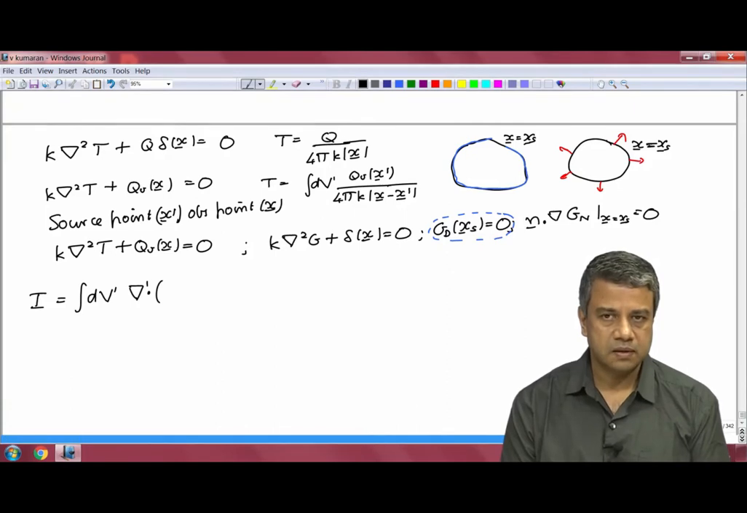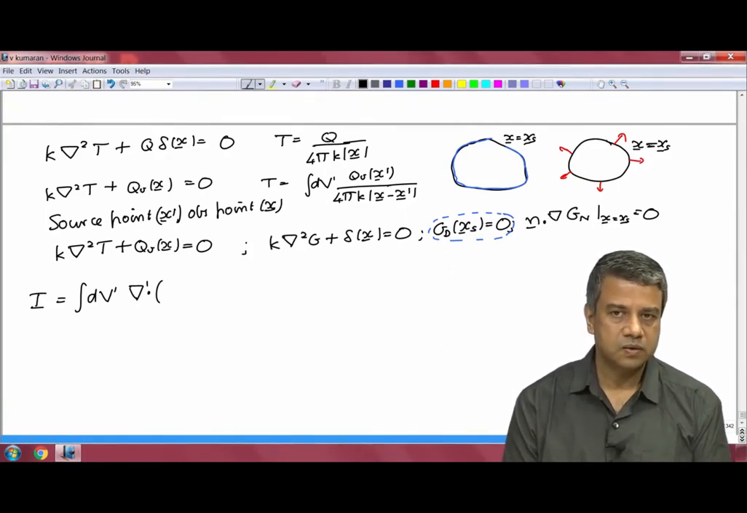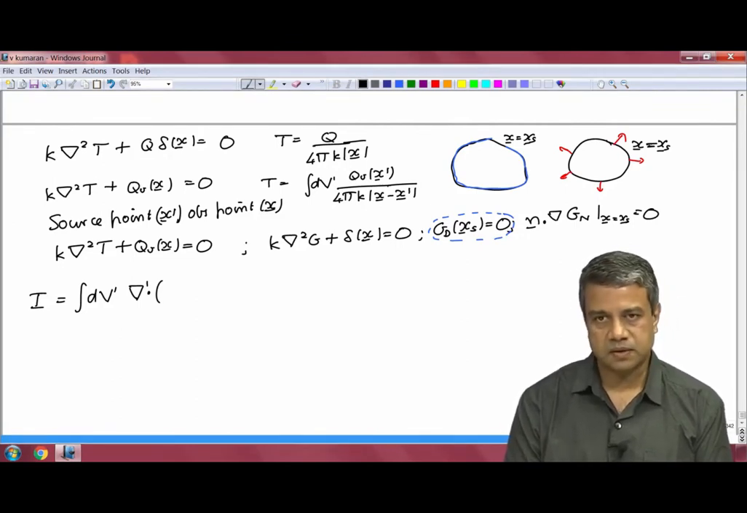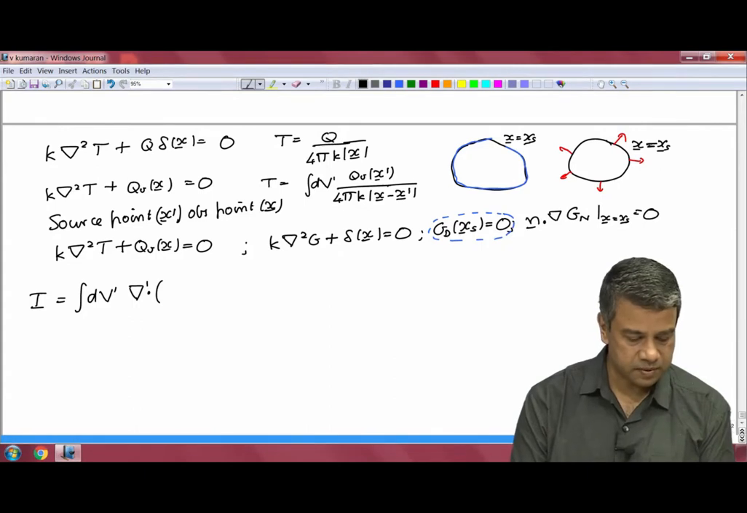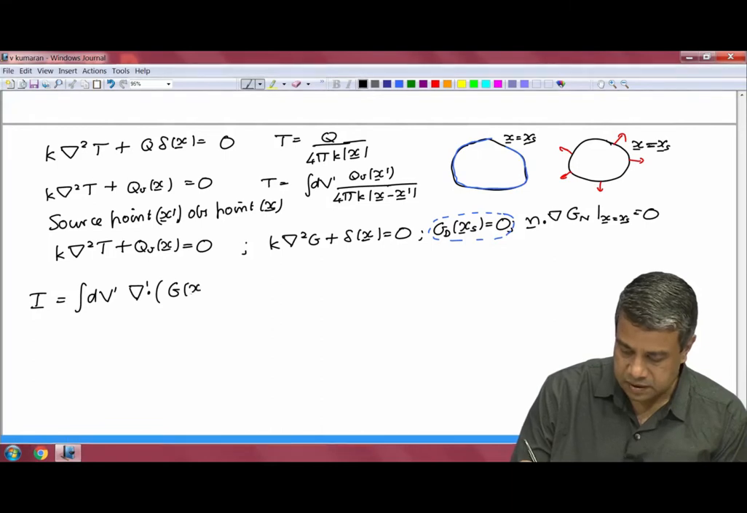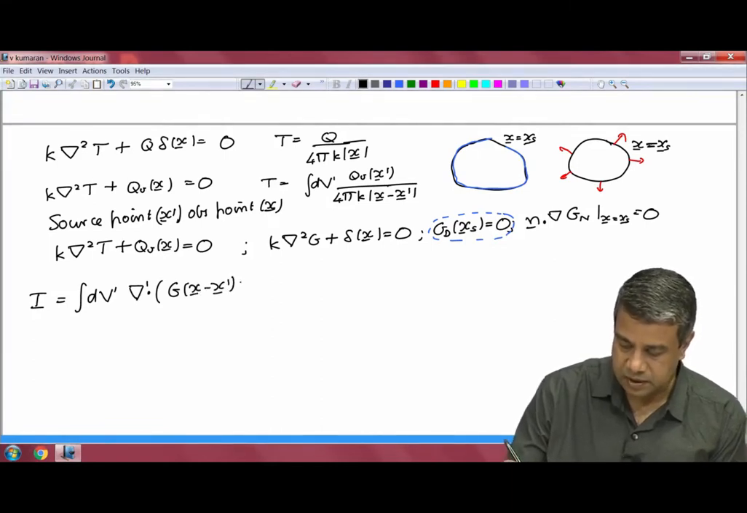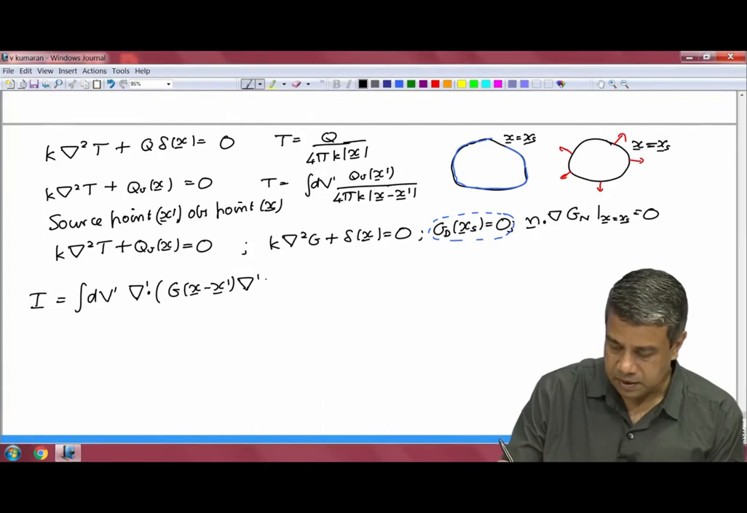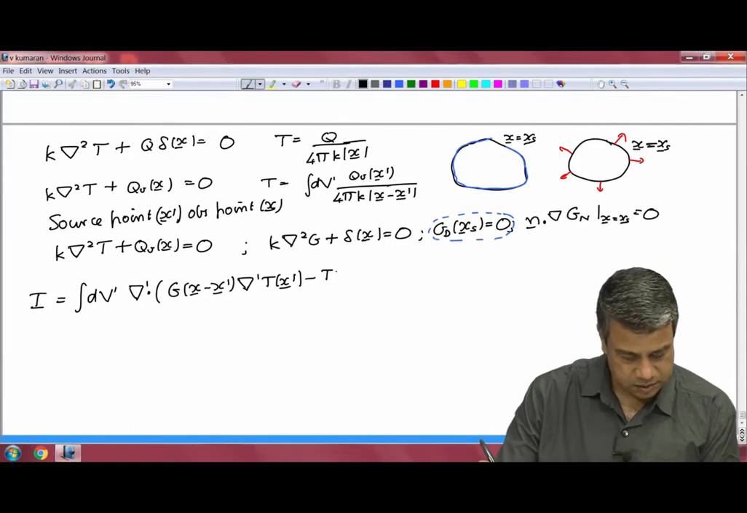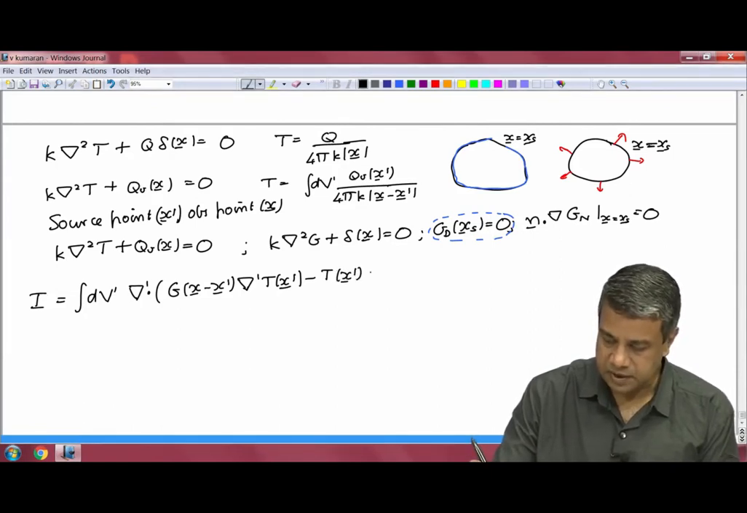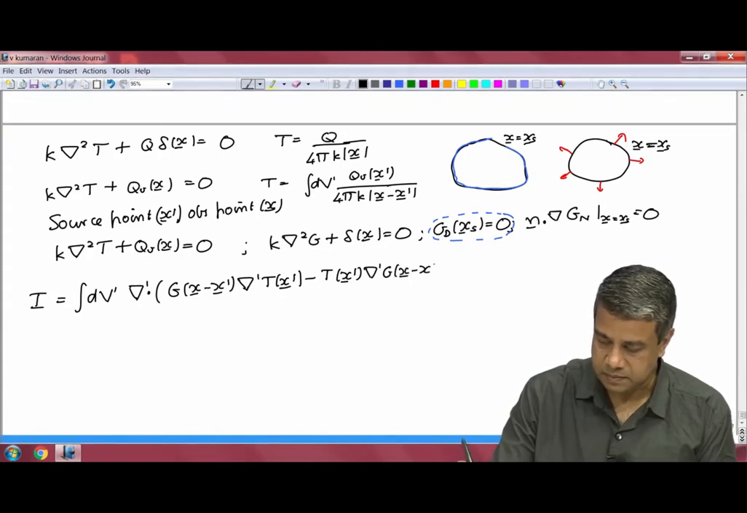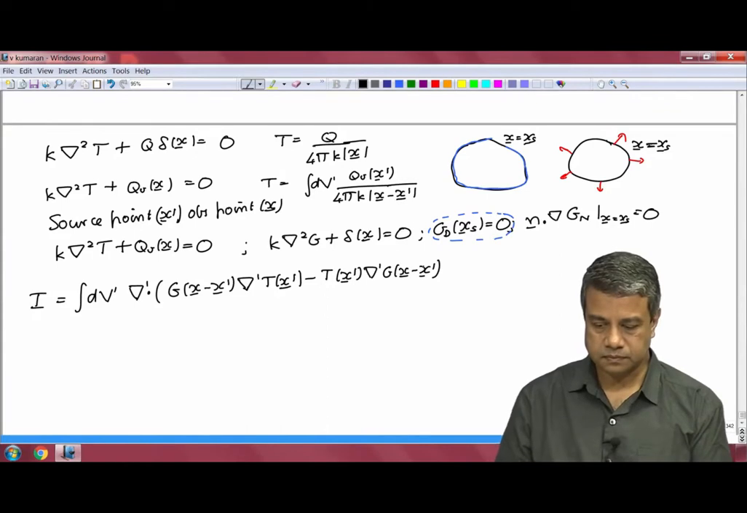And whenever I write down gradients, those are either with respect to the source point, in which case there will be a prime, or they are with respect to the observation point, in which case there will be no prime. So, I take the divergence of g of x minus x prime, del prime t of x prime, minus t of x prime times the gradient of g of x minus x prime.